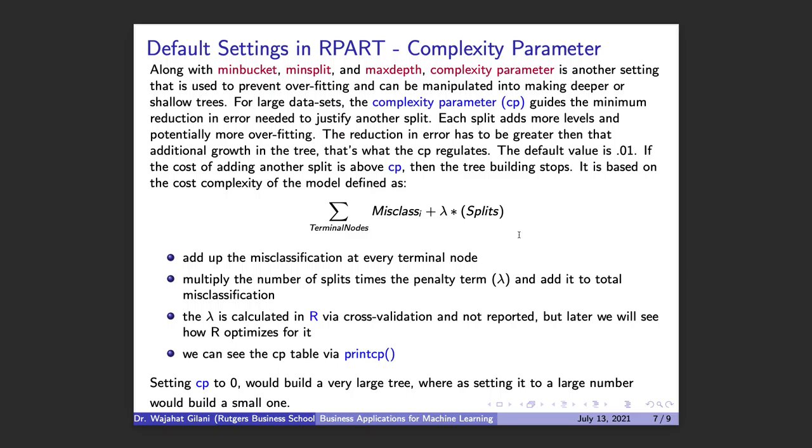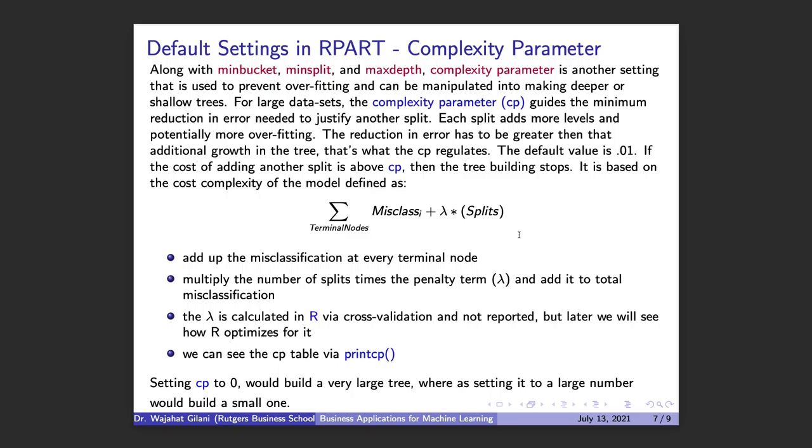What justifies adding that other leaf, the other terminal node, the other split? What justifies that is the reduction in error, your reduction in your error rate, basically. If you want to think about it from classification, because we're doing classification trees, a reduction in your error rate, all right? Now, this reduction has to be greater than the added cost in the tree. That is what this parameter called CP, complexity parameter, basically manages.